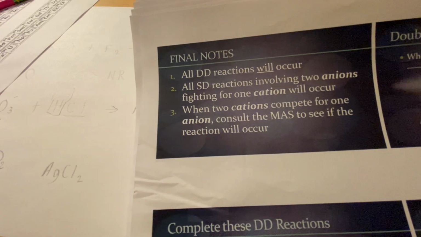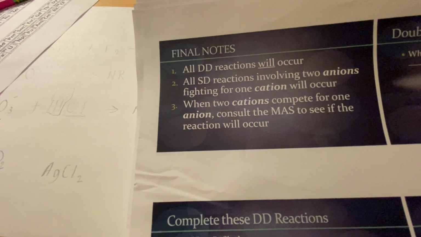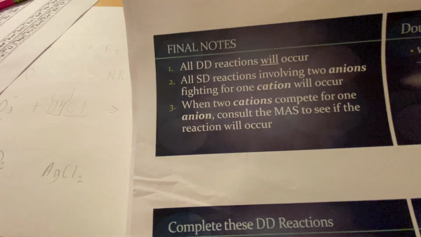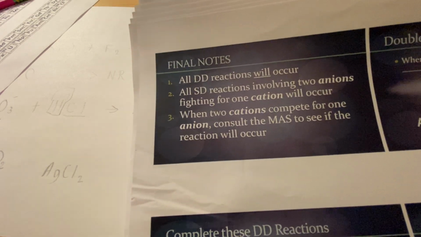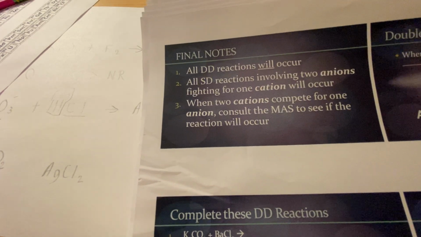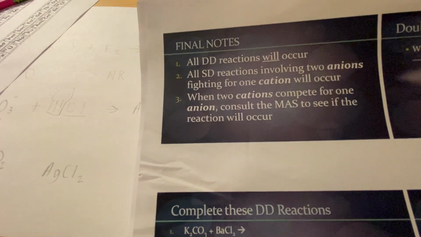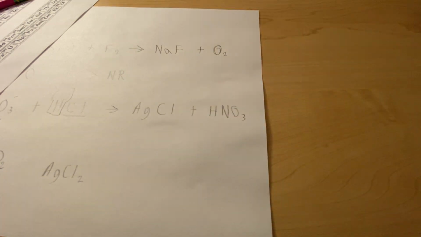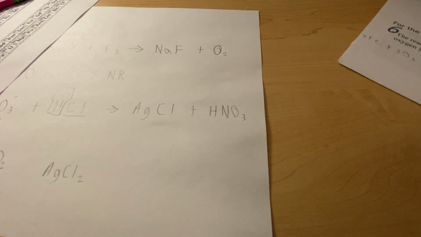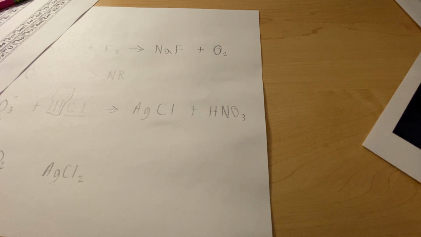When two cations compete for one anion, consult the metal activity series to see if their reaction will occur. As you can see, with the examples I provided back then, it is possible for a single displacement reaction to occur with two cations and one anion, and it's also possible for it not to. It depends. So that's it for today's video. We did synthesis, decomposition, single displacement, and double displacement reactions.